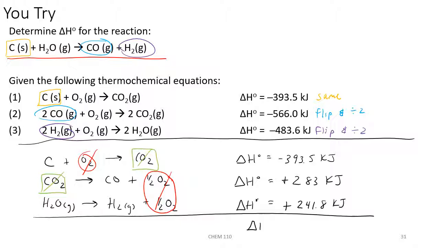So now we need to add up the delta H's to get our sum, and they should all add up to positive 131.3 kilojoules, which is the enthalpy for this reaction that we figured out.